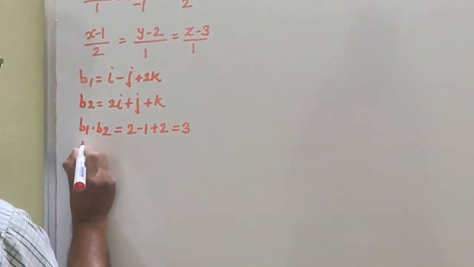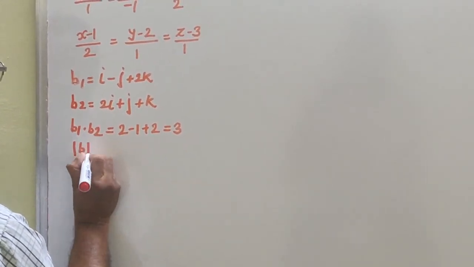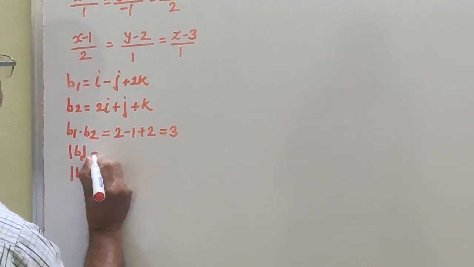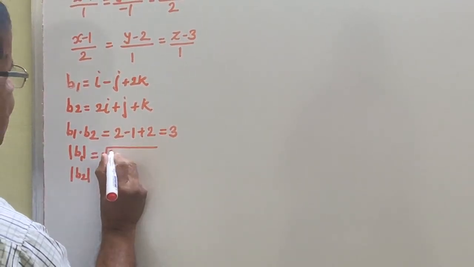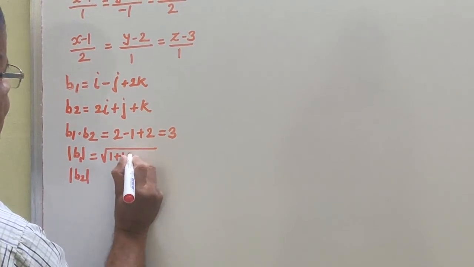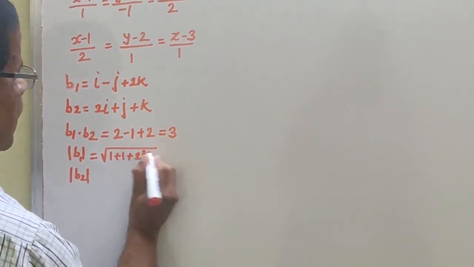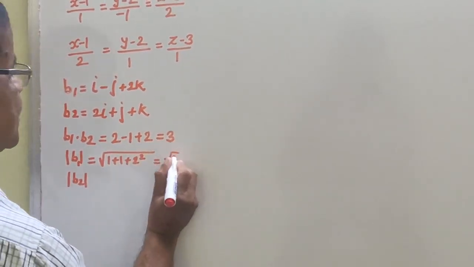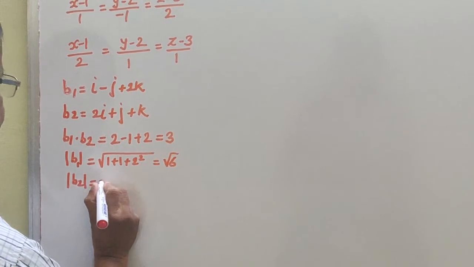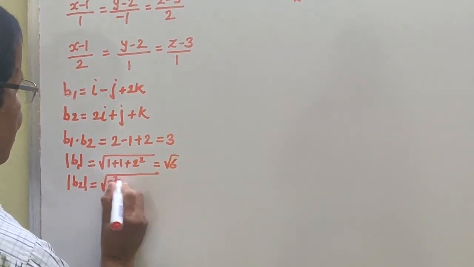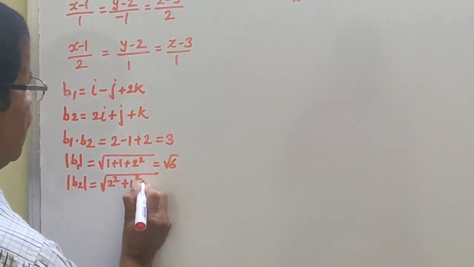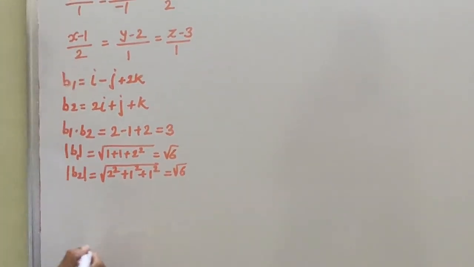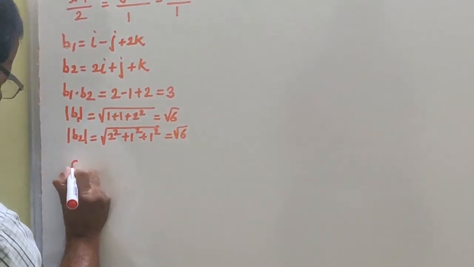Now what is the magnitude of b1? What is the magnitude of b2? Magnitude of b1 is equal to under root of 1 square plus 1 square plus 2 square. This will be 1 plus 1 plus 4, that is 6, so root 6 will come here. Now the magnitude of b2 is under root of 2 square plus 1 square plus 1 square, which is also root 6. Now I will substitute the values in the formula.